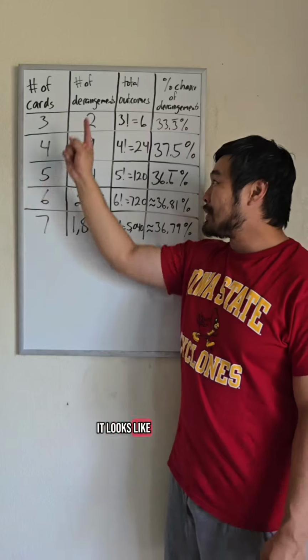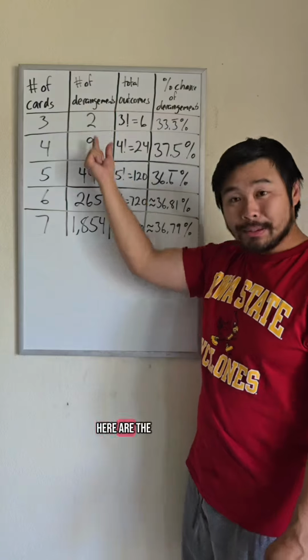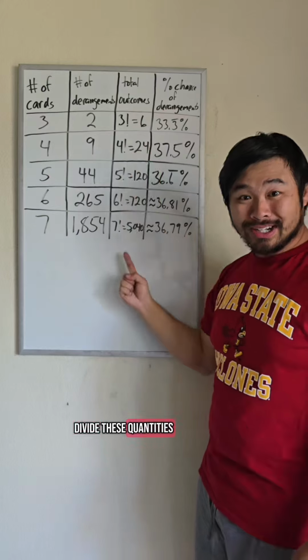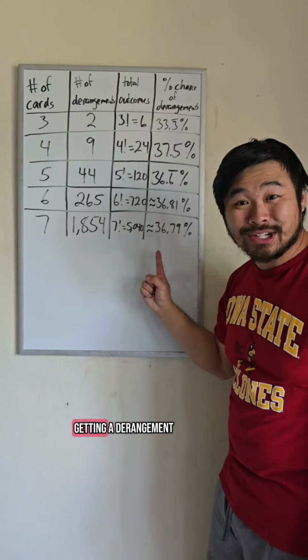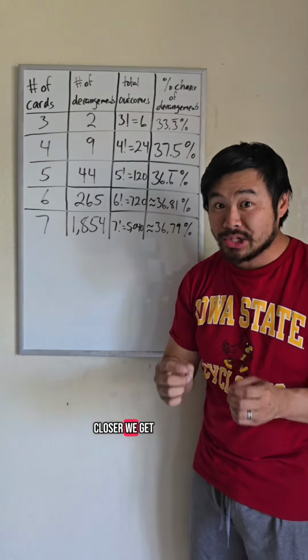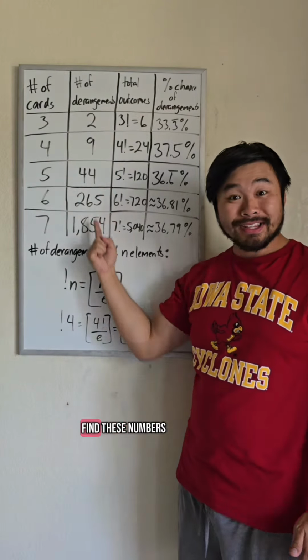And here's what it looks like with 3, 4, 5, 6, and 7 cards in each deck. Here are the number of derangements, the total outcomes, and when we divide these quantities, we get the percent chance of getting a derangement. And we can see that with more cards, the closer and closer we get to a specific percentage. Now you might be asking, how can we find these numbers?